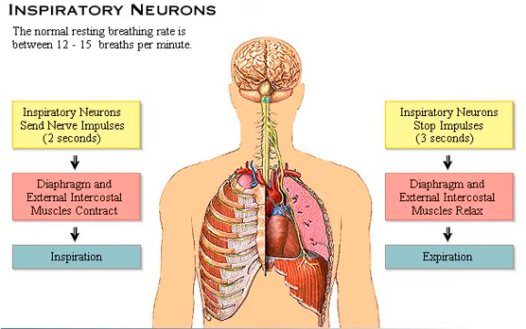The automatic rhythm generated by these two groups of neurons, alternately inhibiting each other, produces a normal resting breathing rate ranging between 12 and 15 breaths per minute. Click the inspiratory neurons to observe normal breathing.